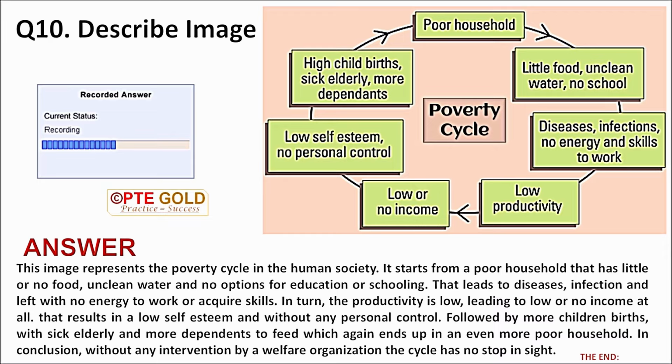In turn, the productivity is low, leading to low or no income at all, that results in a low self-esteem and without any personal control. Followed by more children births, with sick elderly and more dependents to feed, which again ends up in an even more poor household. In conclusion, without any intervention by a welfare organization, the cycle has no stop in sight.